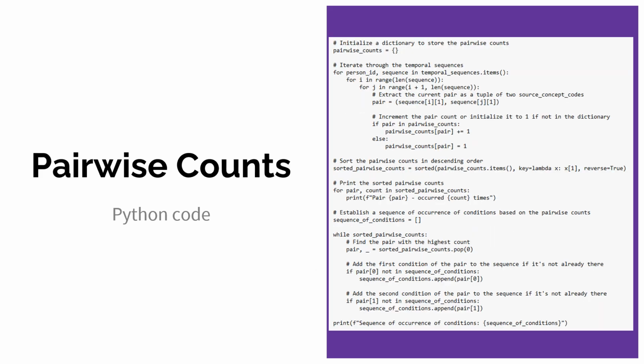Okay, using the temporal sequencing from the previous slide, we create a new dictionary for the pairwise counts. We iterate through that to then create our pairwise counts and sort them in descending order. Then we print the pairwise counts, and this helps us to establish the sequence of occurrence. You can see at the very bottom, we print the pairs with the highest counts at the top, and we descend downwards.